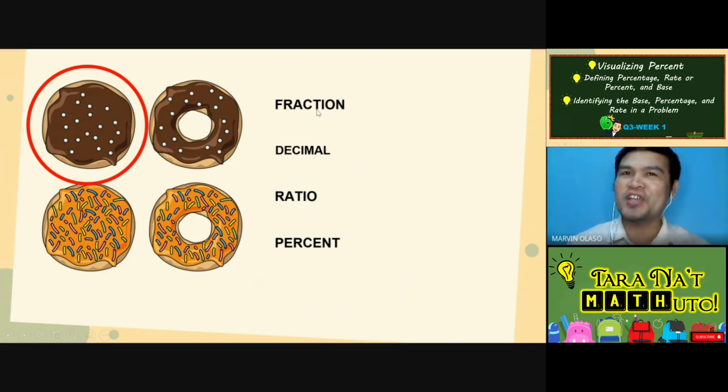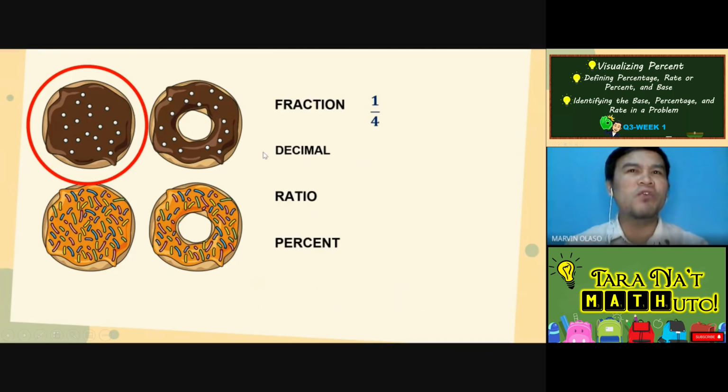Simulan natin sa fraction form. What do you think is the fraction form out of 4? You got one of it. Therefore, we have 1 out of 4. So we have 1/4. Naiintindihan, napakasimple lang, no? Kapag fractional part. Now, what about the decimal form?